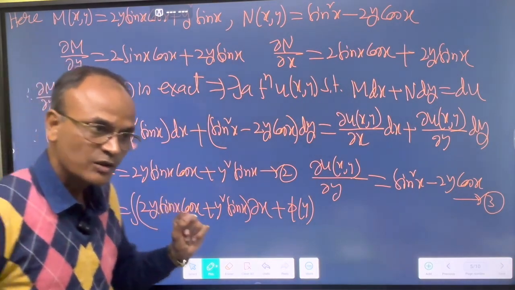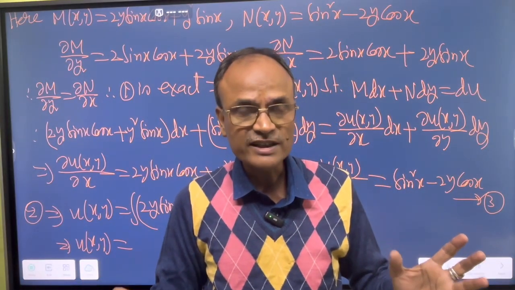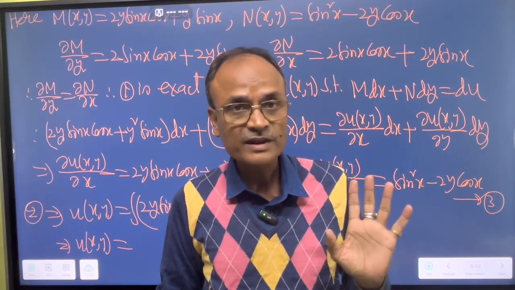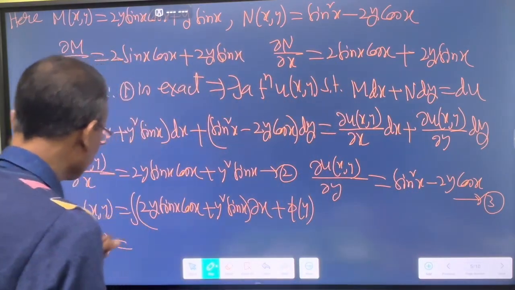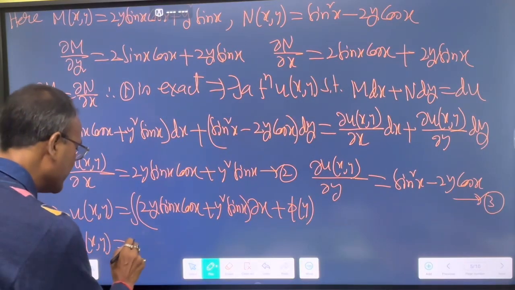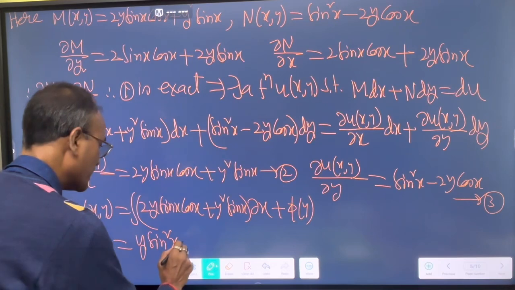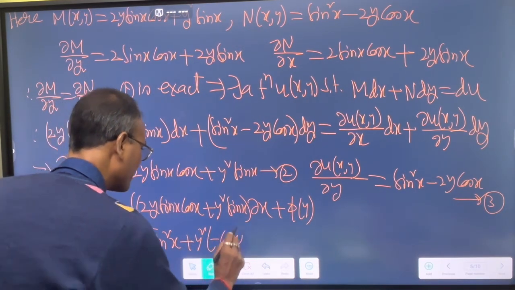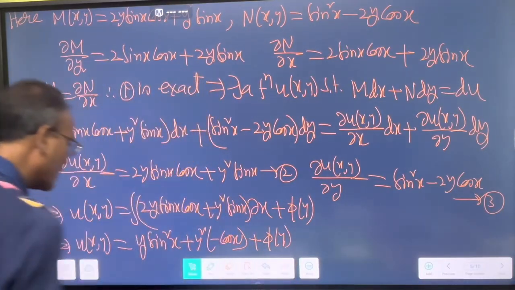Sin x cos x. What is the integration of sin x cos x? The integration of sin x cos x is sin square x divided by 2. Twice 2 is there, therefore it will be sin square x. Y sin square x plus y square, it will be minus cos x, plus pi y.